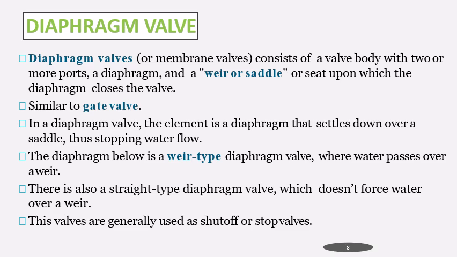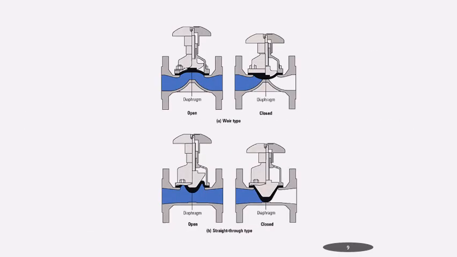The diaphragm valve shown is the weir type diaphragm valve where water passes over the weir, and there is also a straight through type diaphragm valve which doesn't force water over the weir. These valves are generally used as shut off or stop valves. The first one is an example of the weir type diaphragm valve, and the second one is an example of the straight through type diaphragm valve.